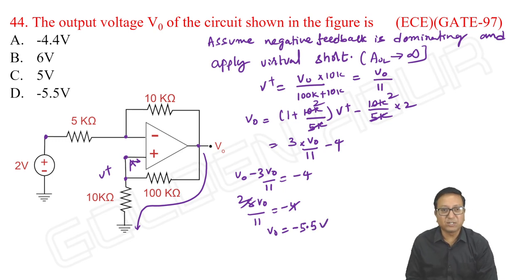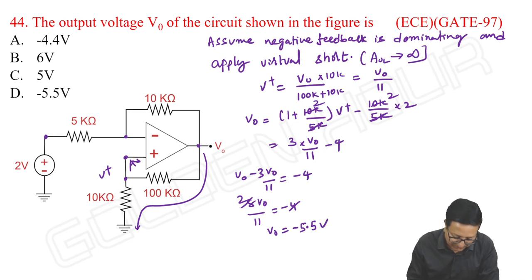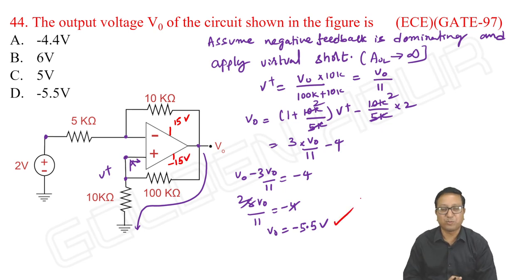That's it. Of course, in this problem, the supply voltages are not given. Suppose the supply voltages are given like 15 and minus 15, then our answer is correct. No doubt about it. Because minus 15 is less than V output, less than plus 15 volts.